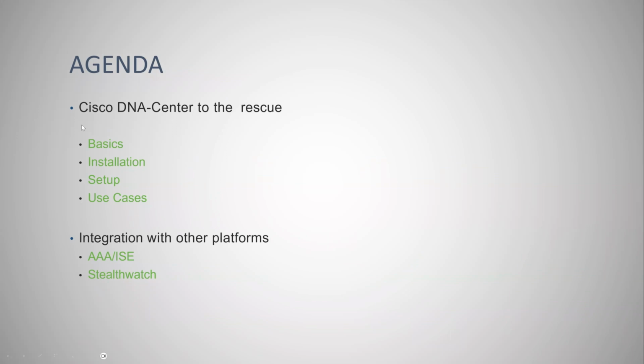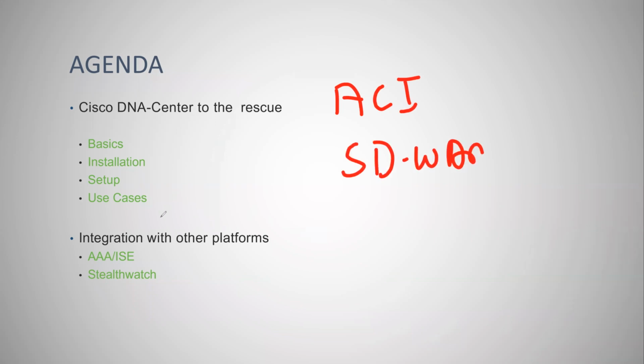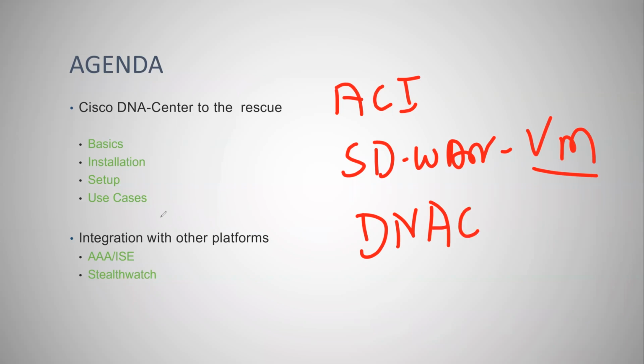Again, is DNA a new product? The answer is no. Do you know any other SDN product? Obviously, you know that in Cisco we have vManage, and in data center we have ACI. ACI is one of the SDN products for DC. Then we have SD-WAN, vManage, and then we have DNA, Digital Network Architecture Center, for LAN.